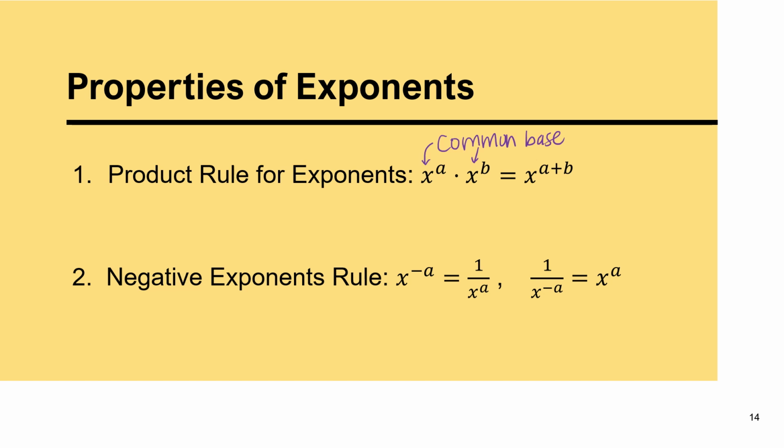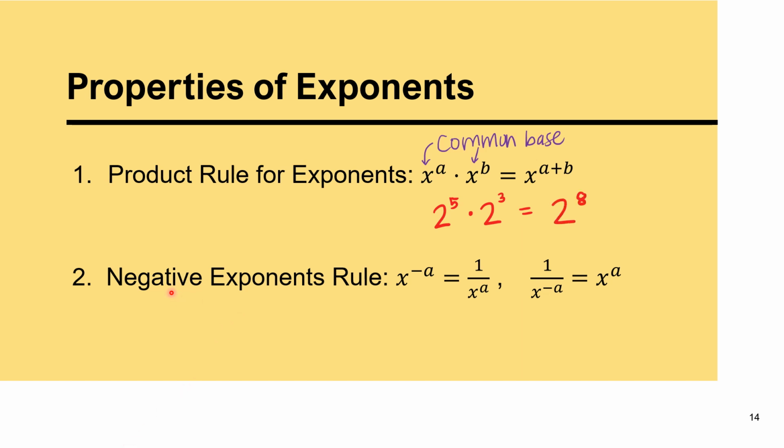So let's look at an example of that property. If you had something like 2 to the 5th times 2 to the 3rd, notice that the base matches. They're both 2's. Since we're multiplying these, we would add the exponents. Right, so 2 to the 5th times 2 to the 3rd would become 2 to the 8th.